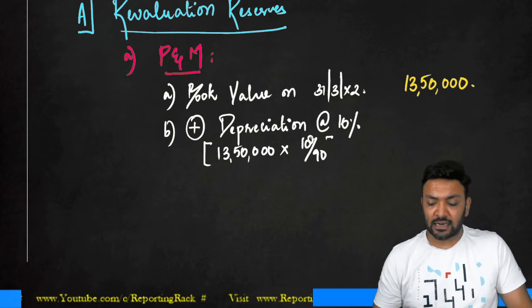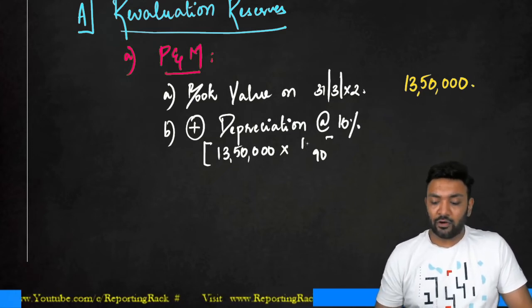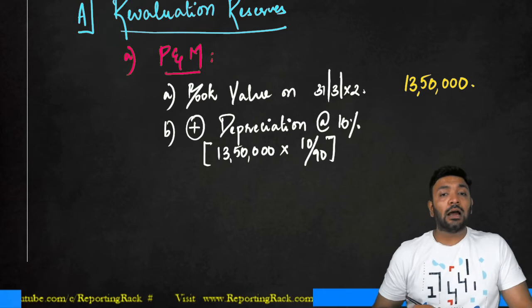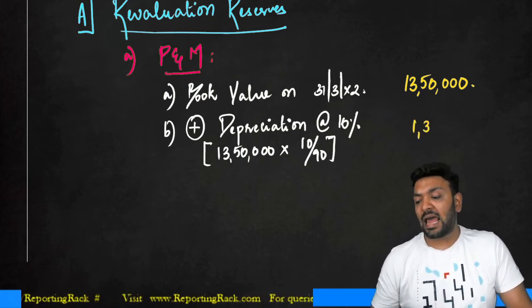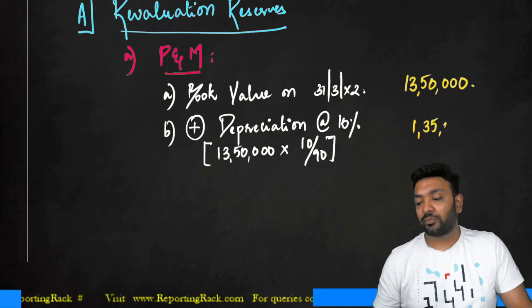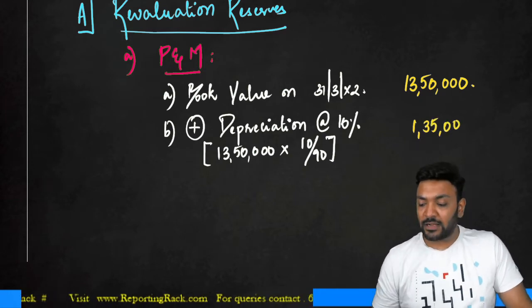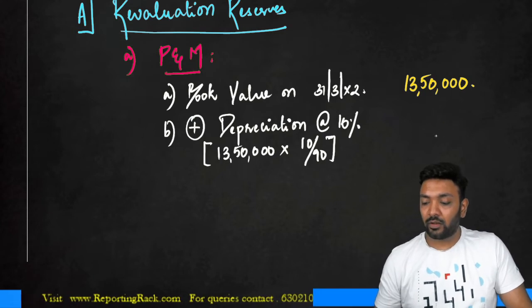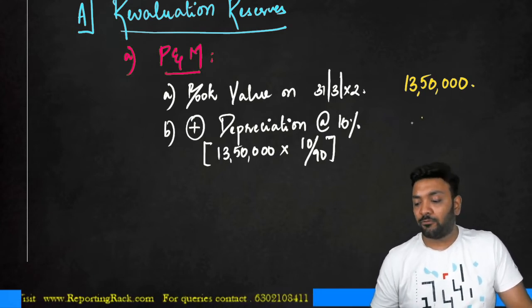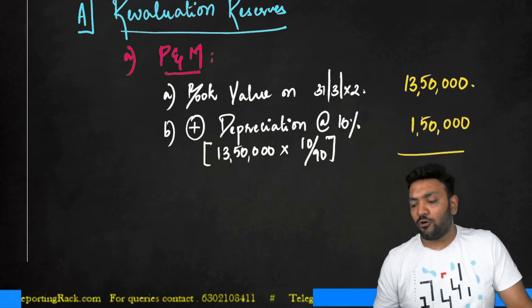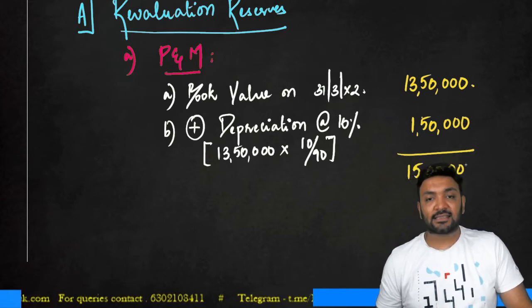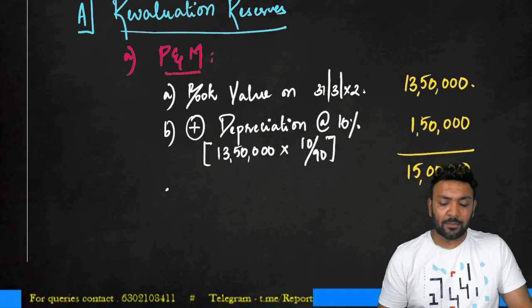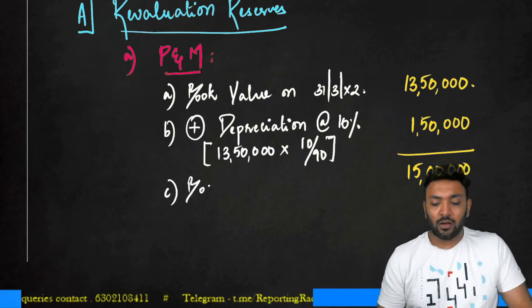10 by 90 only I'll consider. I'll get the depreciation. What is the depreciation then? The depreciation is 1,50,000. Therefore, the written down value at the beginning of the year is 15 lakhs. That is the value at the beginning of the year.